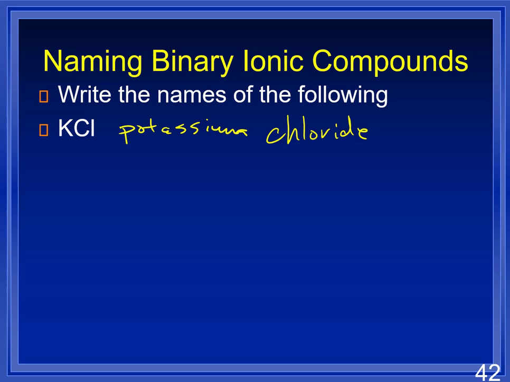Everything that's negative gets "ide". All the nonmetals, all the ones that are second. Anytime you take an element, all the ones that are negative, -3, -2, -1, all of those get changed to "ide".